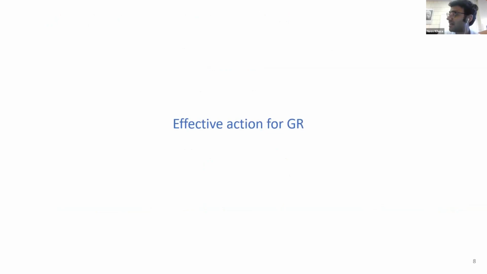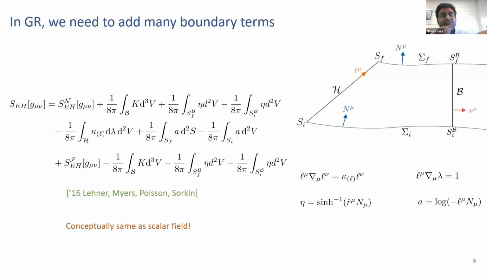Okay, so now I'm going to just highlight some of the main differences that come up in GR, since I don't have time to go into technical details. The only difference is that it's a bit of a mess. There's a lot of boundary terms that you need to take into account. There's boundary terms in the corners. There's boundary terms on the horizon, if there is one.